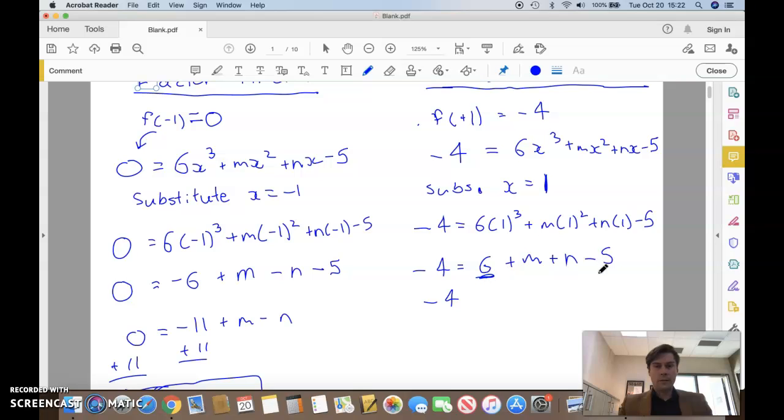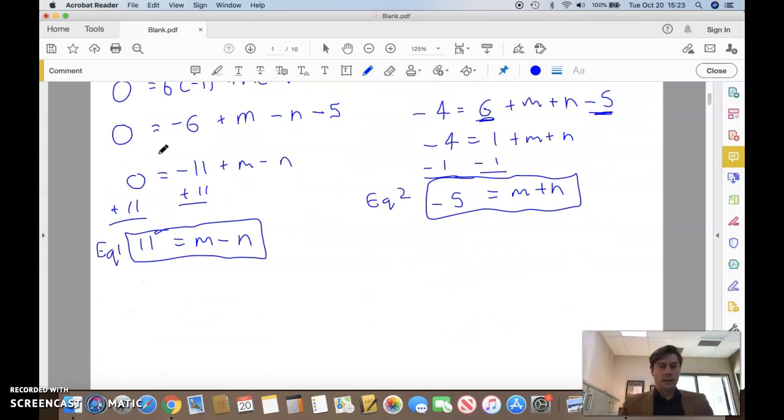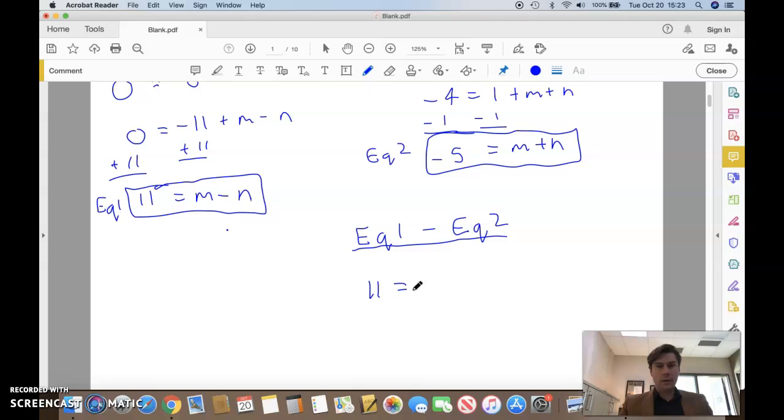We're going to combine 6 minus 5, that's 1, plus m plus n, and I'm going to subtract 1 from both sides. And I get negative 5 equals m plus n. This is equation 2. Now what we're going to do is combine the two equations. So we've got equation 1, and equation 2: 11 equals m minus n, and negative 5 equals m plus n.